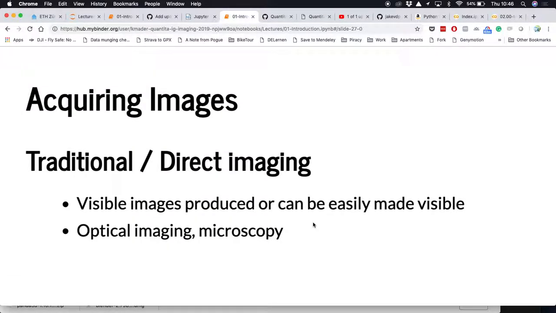So when we talk about acquiring images, there are other classes that get into much more detail for this. What we'll talk about is just insofar as it's important for the image processing or image analysis steps.